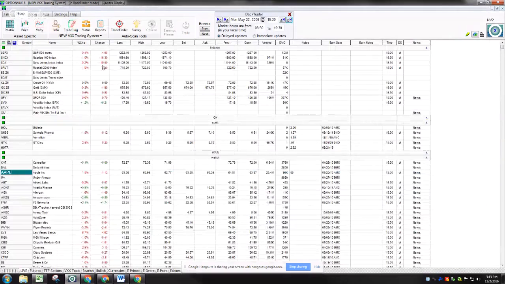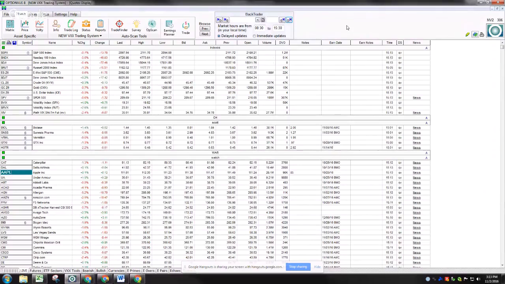We also have some pretty neat scanning tools. Okay, I'm going to go ahead and close out of BackTrader, so that now we're coming back into the market close as of today.